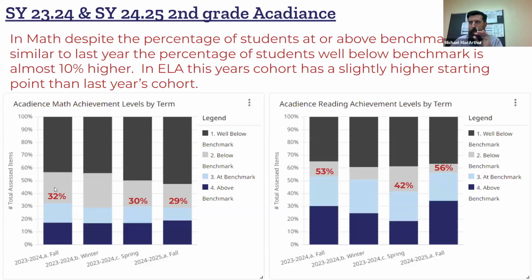So again, a decline that we absolutely should address. Silver lining, we have a strong starting cohort in second grade in reading, which we really can leverage for higher achievement to set ourselves up for high third grade PSSA performance next school year.